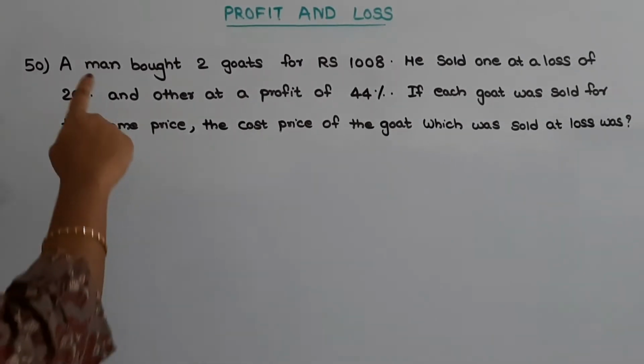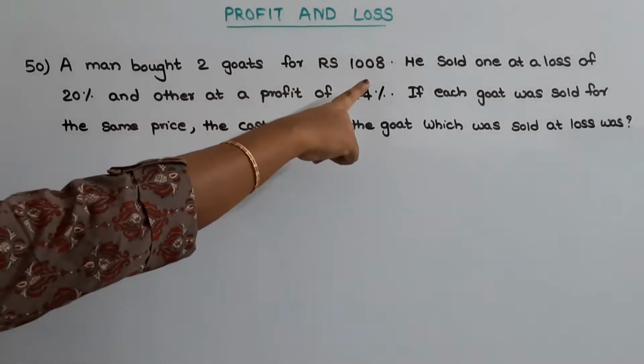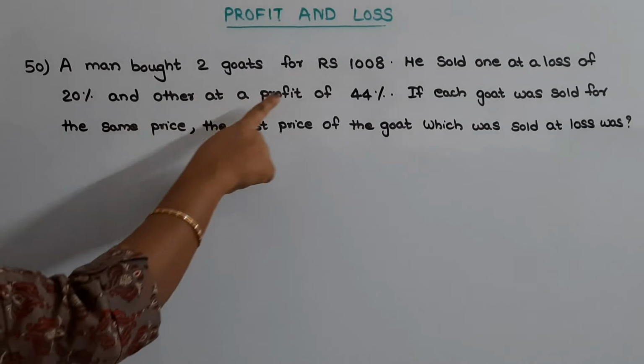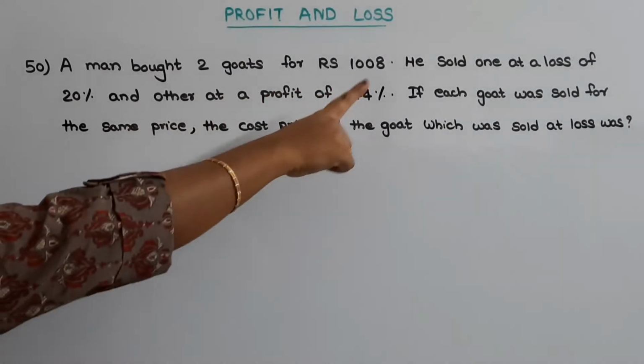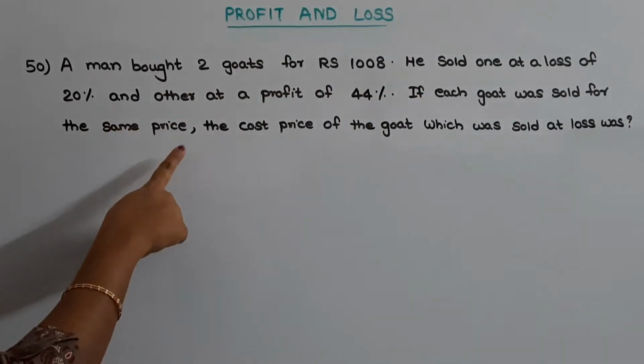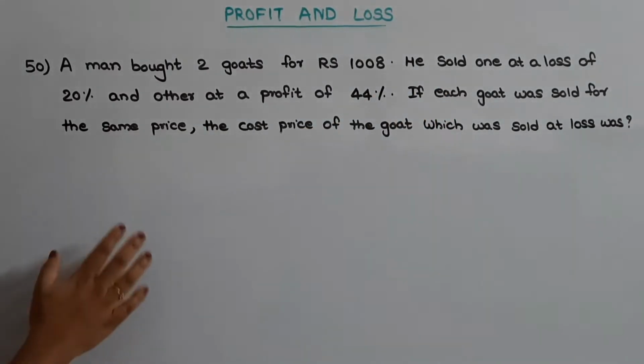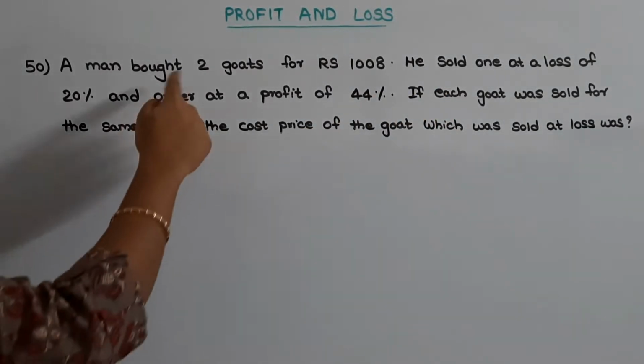The 50th question is: a man bought 2 goats for rupees 1008. He sold one at a loss of 20% and the other at a profit of 44%. If each goat was sold for the same price, the cost price of the goat which was sold at loss was? So in this question they have given the cost price of 2 goats.